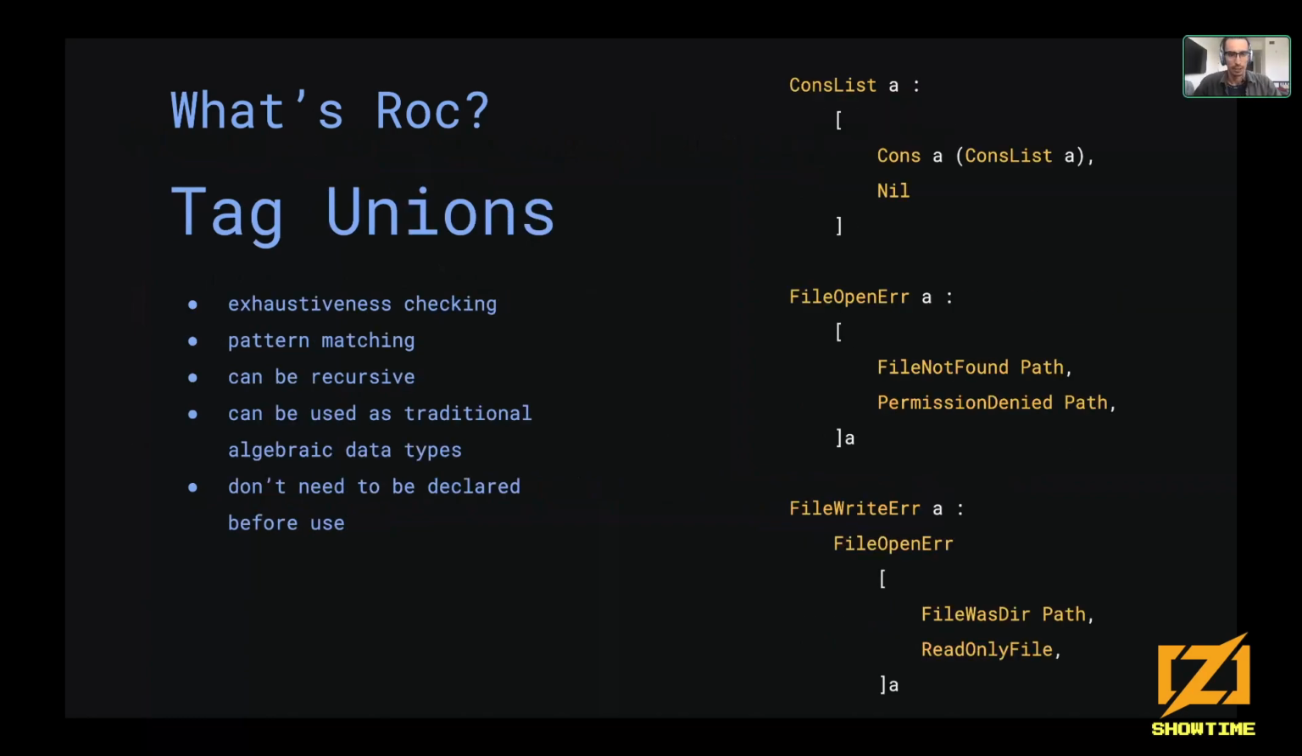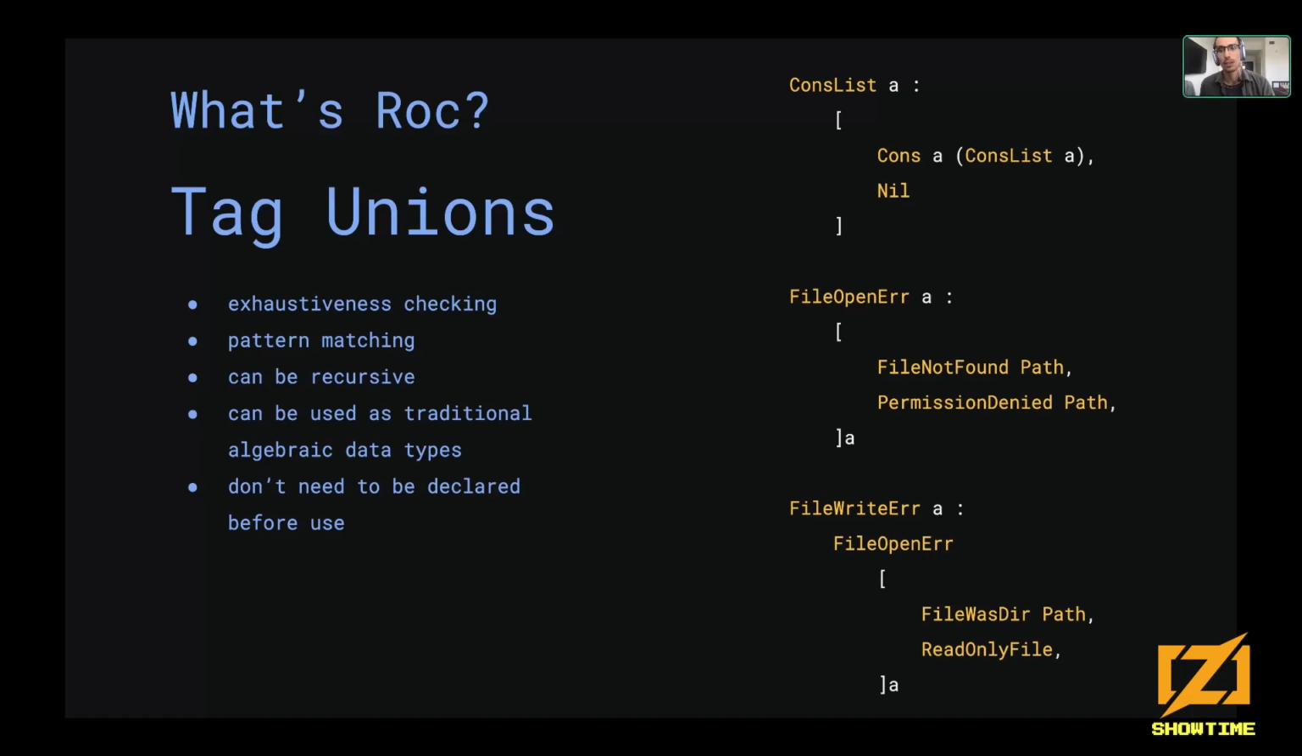And then we have tag unions, which are pretty much like algebraic data types, but they do more. They support exhaustiveness checking. There's pattern matching on them, and they don't need to be declared before they're used. There are some similarities to polymorphic variants in OCaml. They're not the same, but feel similar sometimes. On the right here, you have at the top a cons list, a standard little algebraic data type. So that's us using a tag union as a traditional algebraic data type.